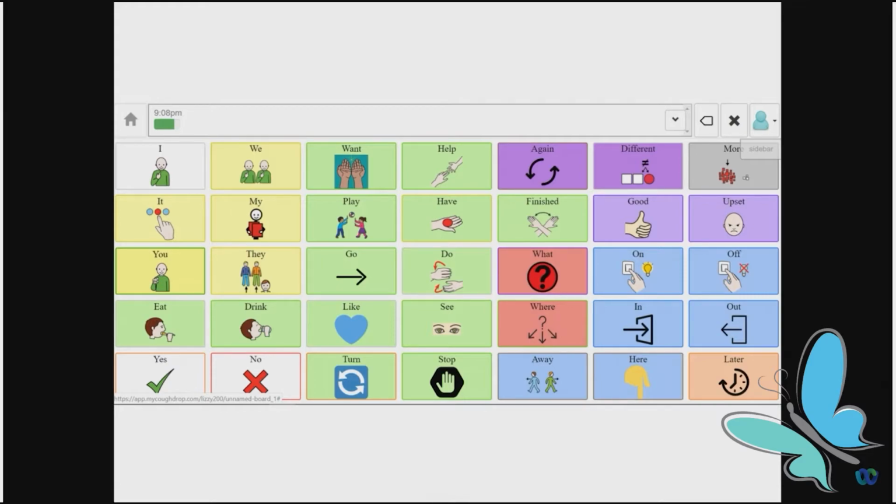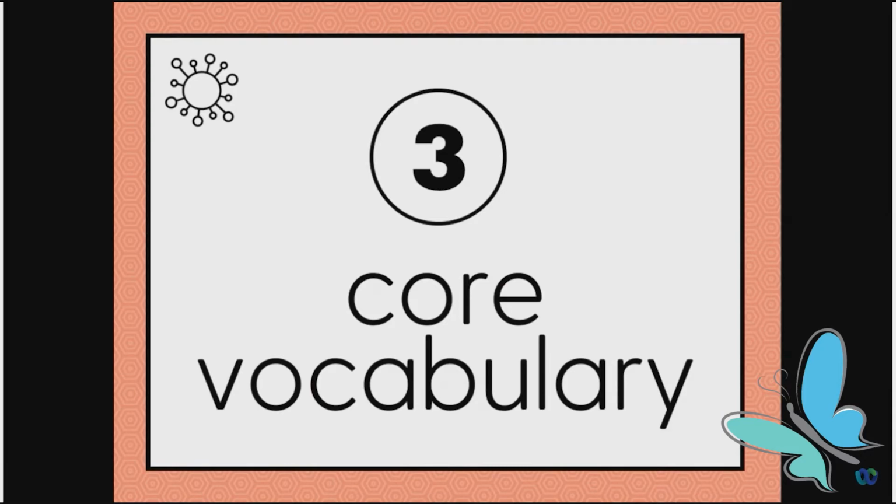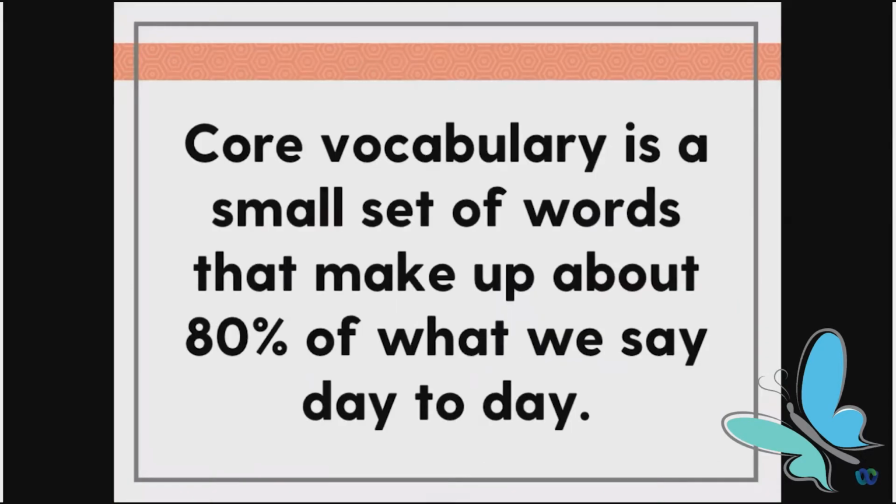What we've talked about so far is, first, the best practice in implementing AAC is to make sure our child has access to it. Second is that we need to be modeling how to use the system throughout the day. The third best practice is using core vocabulary, and I'm going to explain what this means. Core vocabulary is a small set of words that makes up about 80% of what we say, and it can be combined in a variety of ways.